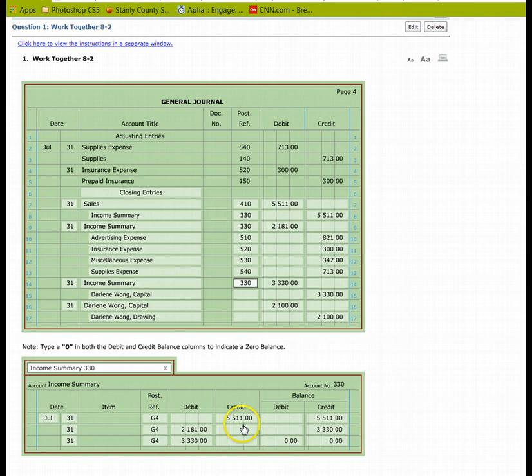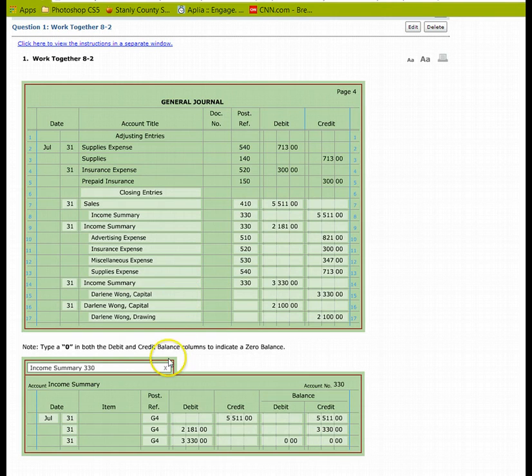Now this, remember, just summarized our net income. Sales, expenses, the difference is, in this case, net income. And you can see where the credit balance, you had 5511 from sales that you recorded. The difference after you recorded the expenses left $3,330, which reflected net income. Because if you have a credit balance on the income summary, it represents net income. If you have a balance over on the debit side, that means you have a net loss. Alright, 330, did we post?